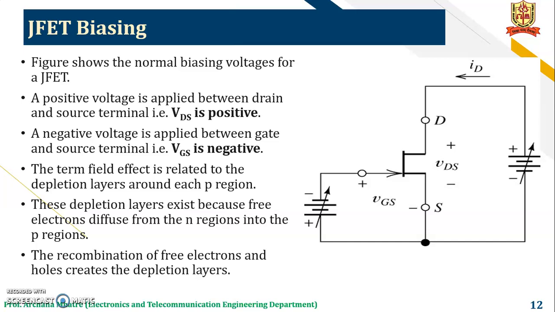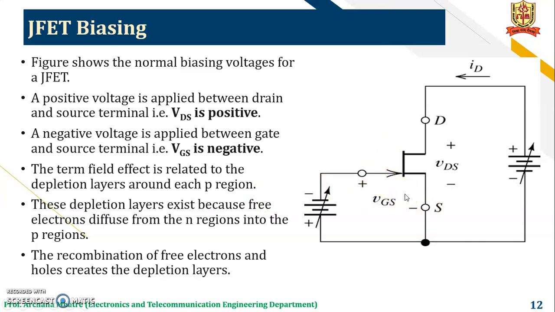Biasing means applying the external voltage. A positive voltage is applied between the drain and source terminals. Here you can see this is VDS, the voltage between the drain and source. It is positive, and a negative voltage is applied between the gate and source terminals, that is VGS. The voltage between the gate and source is negative.